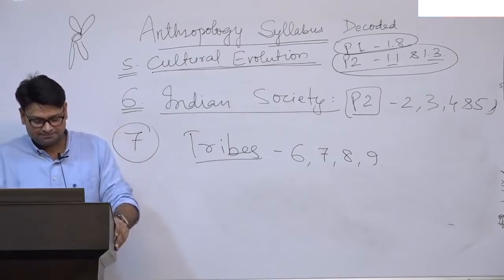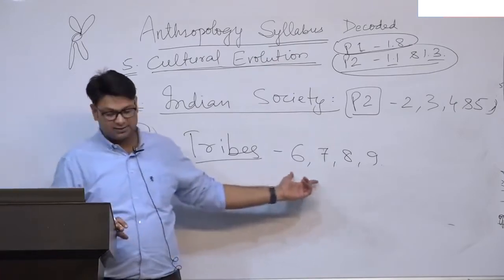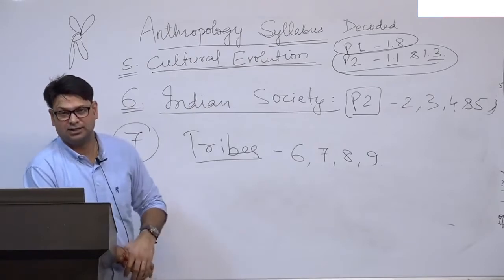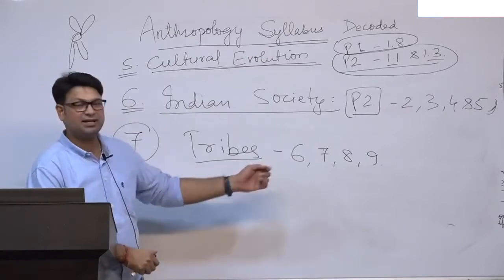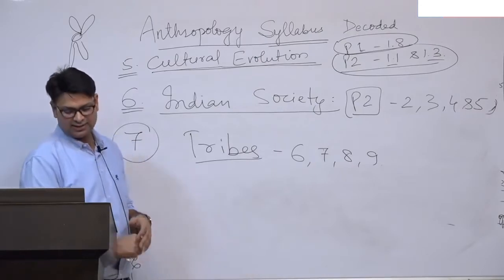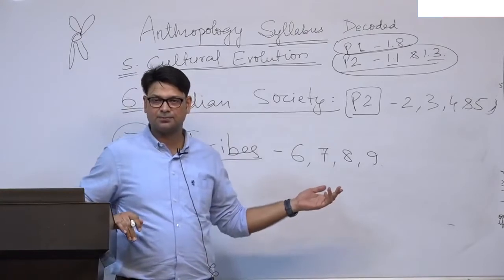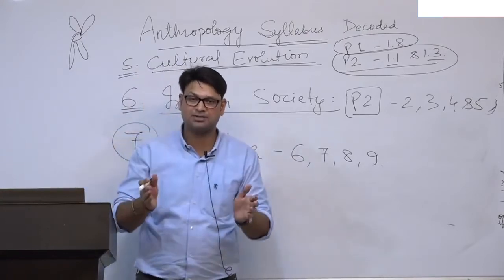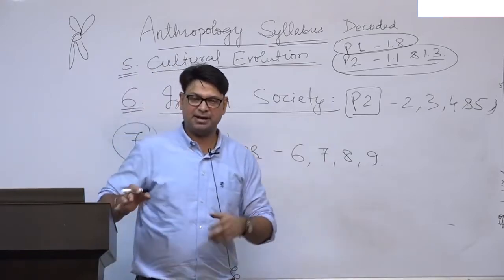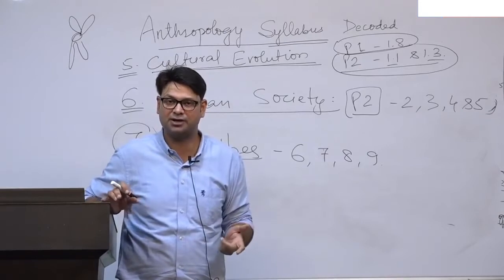Then finally, we have tribal India, right? This is units 6, 7, 8 and 9. In that we will try to see the biological variations, their linguistic variations. We will try to understand their socio-economic conditions. We will try to understand their problems, what kind of problems they face. Maybe they were not facing problems in the past, when they lived in harmony with the forest.